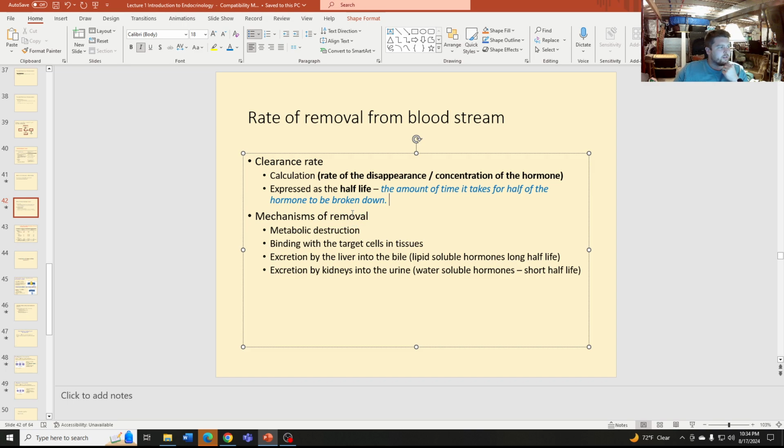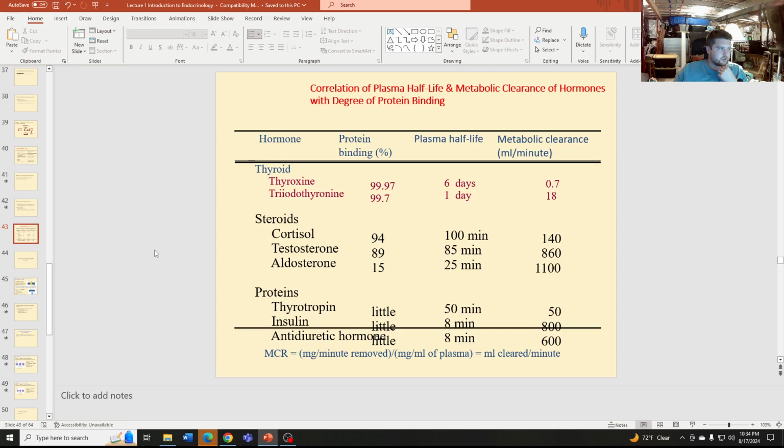So, mechanisms of removal: getting broken down, they bind to the target cells, or the liver and the bile and the kidneys. The liver can take them out, can filter it out. The kidneys can filter it out into the urine. So those are the different ways.